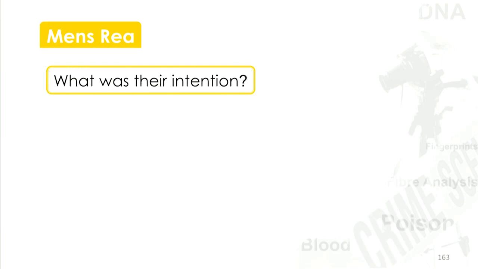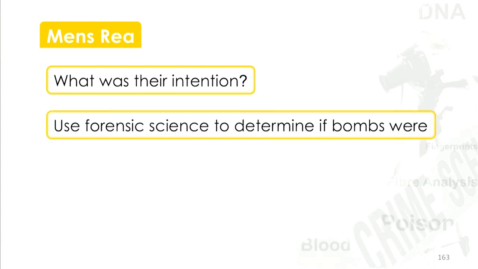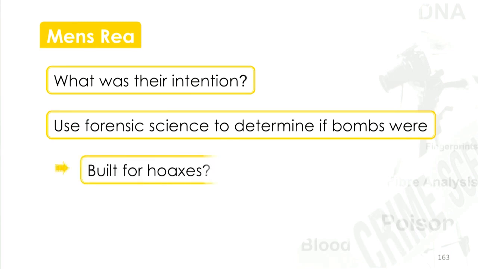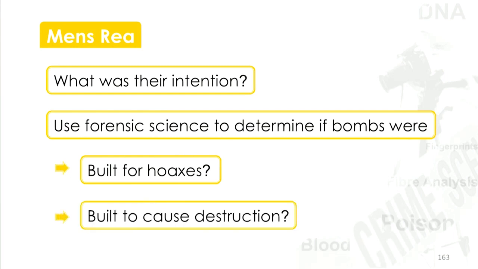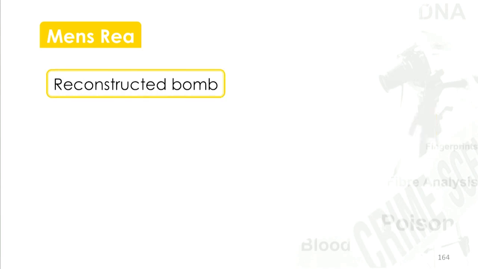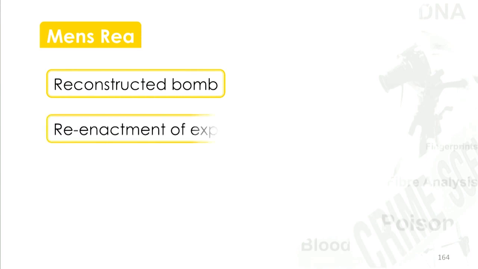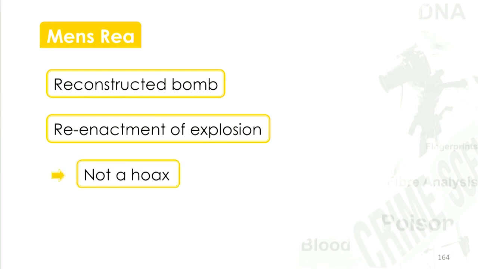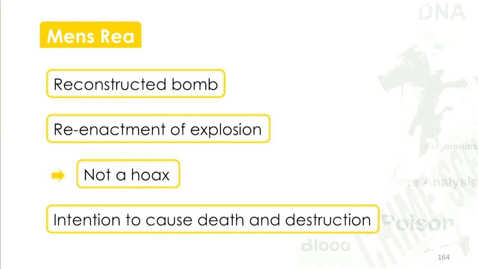Well, in the earlier section, we said that forensic science is usually not very good at determining aspects of mens rea. But in this case, it turned out it could. And it comes down to a question of the construction of the bomb. Were the bombs built for hoaxes, or were they really built in order to cause destruction? The 5th bomb enabled the forensic scientists to reconstruct one of these bombs and then do a reenactment of the explosion. So clearly, this wasn't a hoax. This was an intention to cause death and destruction.